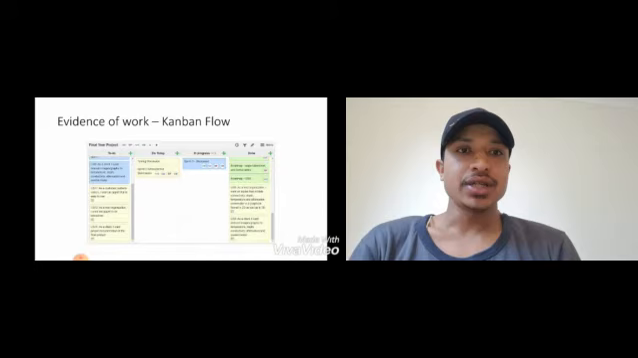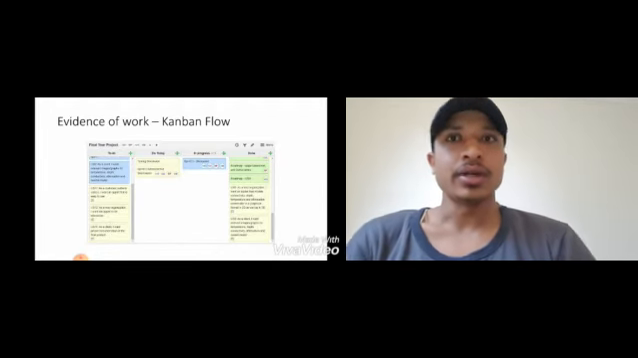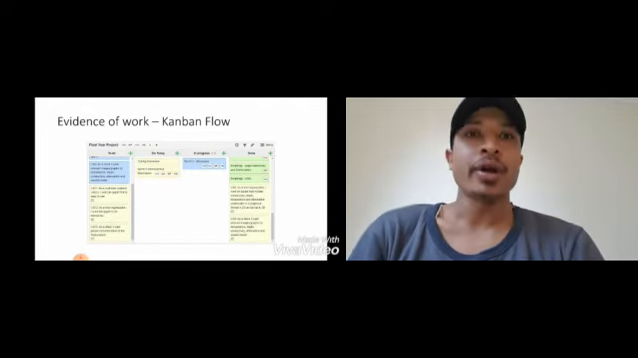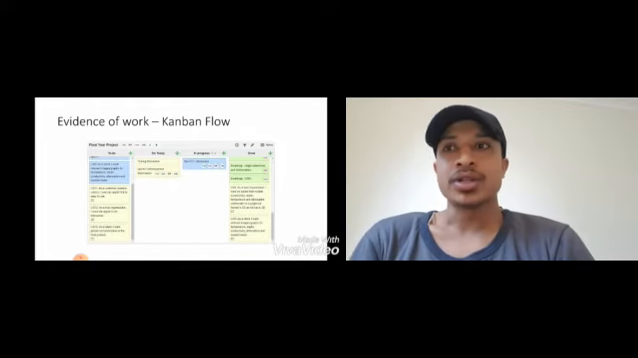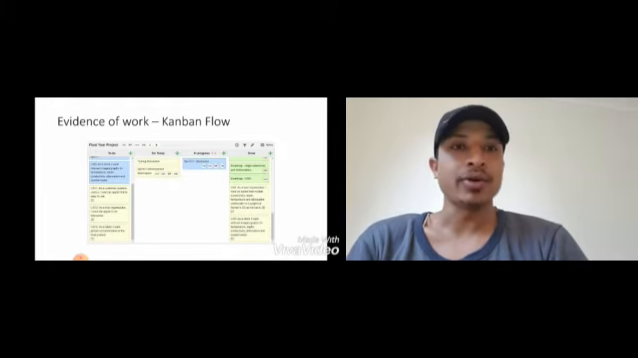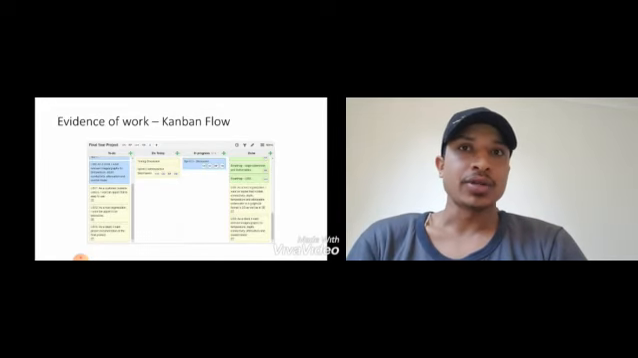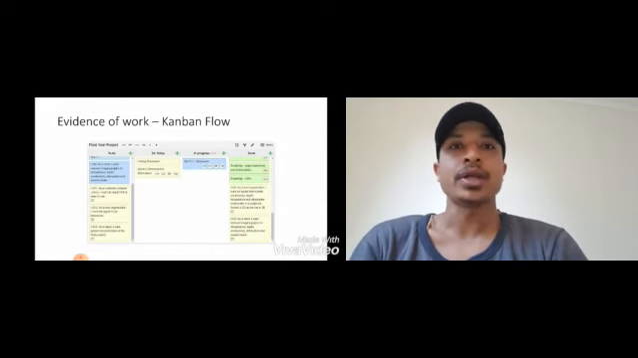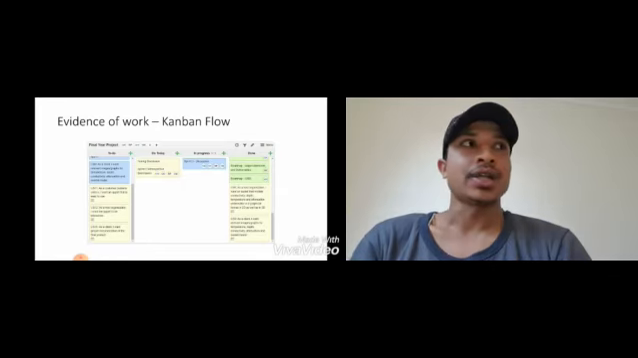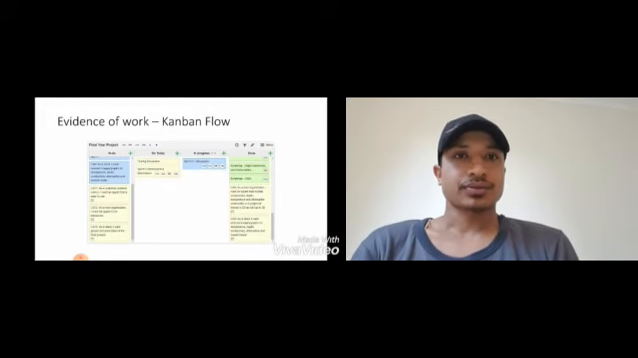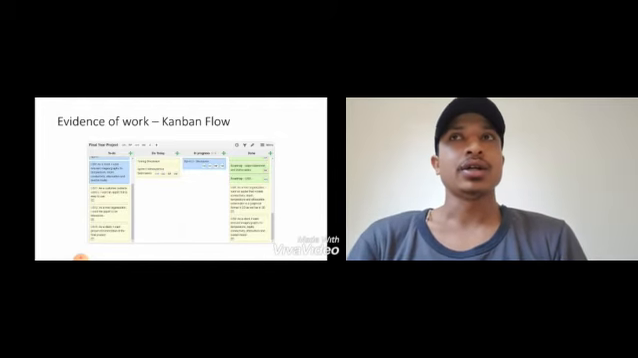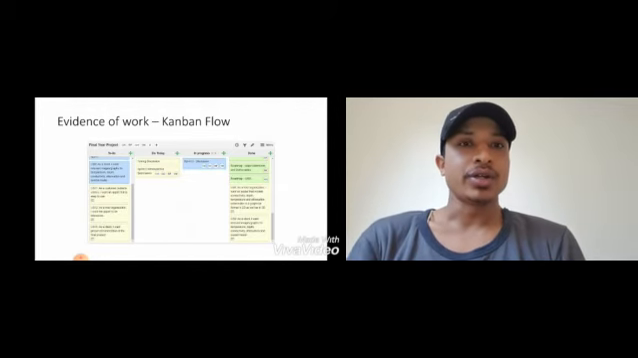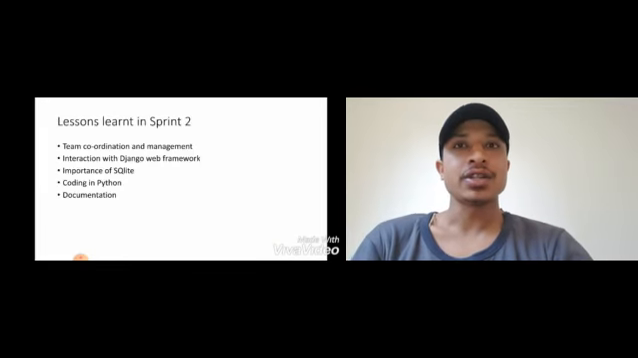And this one is the evidence of the work. Since we are working on the master's project, we are four people, and the work is divided among the four of us, with tasks assigned to different people. This Kanban flow shows the team members working on the different tasks.